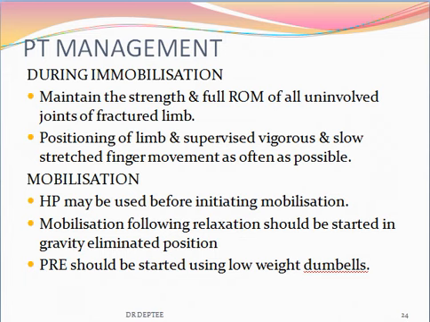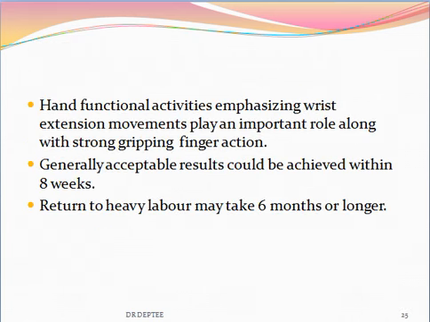PRE should be started. PRE is the progressive resisted exercises to the hand. They should be started using low weight dumbbells. Hand functional activities should be started in the mobilization phase. Generally these exercises are started after 8th week. Generally accepted results could be achieved within 8 weeks. Return to heavy exercises after 6 months.